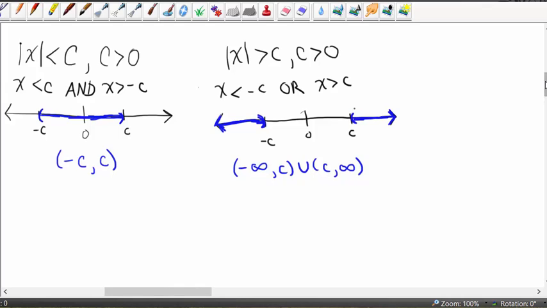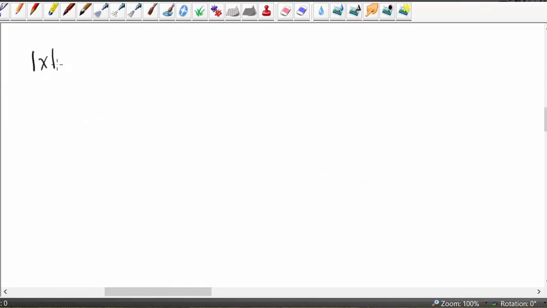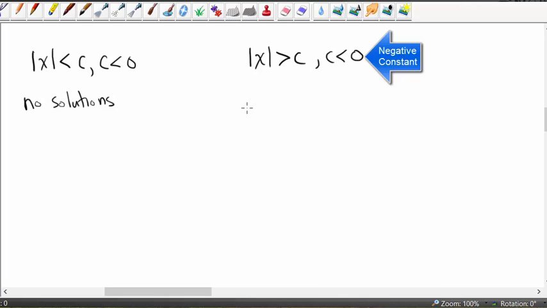It's also possible that you could end up with your absolute value being less than a constant that is negative, and of course the absolute value less than a negative would mean that the absolute value itself is negative, in which case you have no solutions. And if the absolute value is greater than a constant, and that constant is negative, well, the absolute value is always positive, so it's always greater than negatives, and the solutions consist of all real numbers.